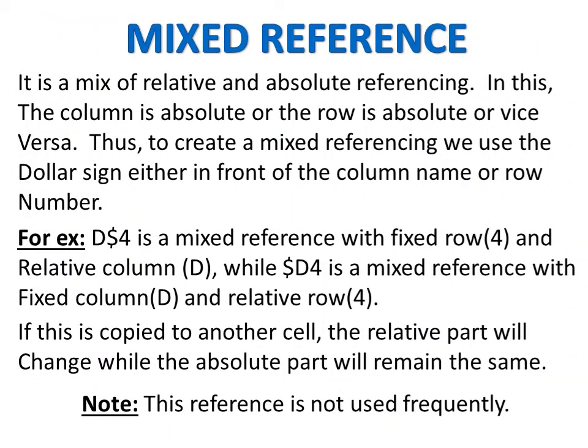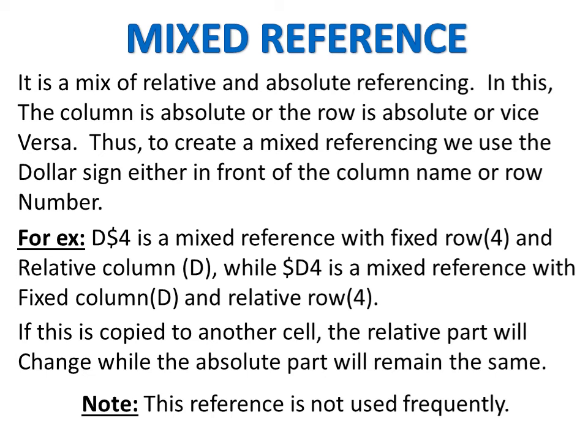The third and last important reference is mixed reference. From the name mixed reference itself, we can understand that this cell reference is a mixture or combination of both relative and absolute reference. In this reference, the column is absolute and the row is relative, or vice versa. Thus, to create a mixed reference, we use the $ sign either in front of the column name or in front of the row number, depending upon the formula.